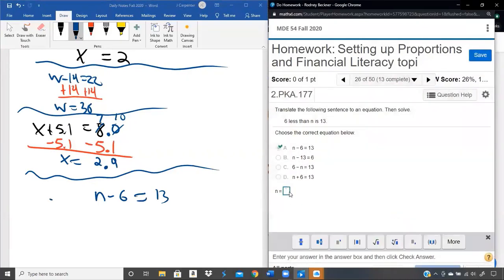Oh, then solve. That's what happened. Okay, then solve. We got to pay attention and read instructions. What happens when we rush? There are 9 minutes left. So n minus 6 equals 13.